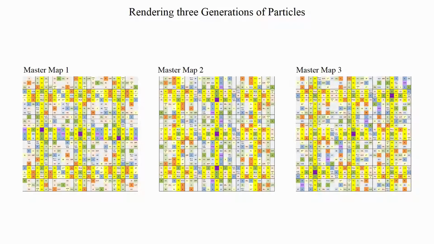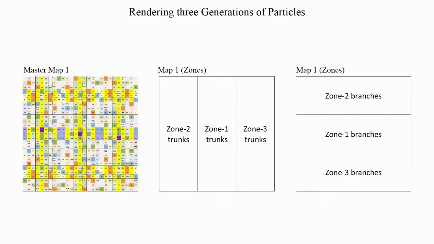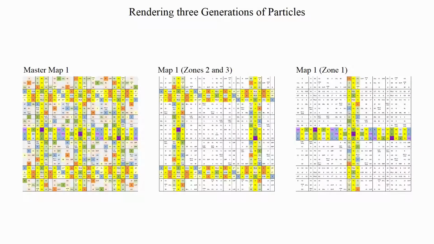Welcome to a geometric conjecture. Here we render the first, second and third generation particles. And to avoid unnecessary complication, we only need utilize master map 1, whereby we discern zone 1, analogous to the neutral Z boson, and zones 2 and 3, each analogous to the charged W bosons.